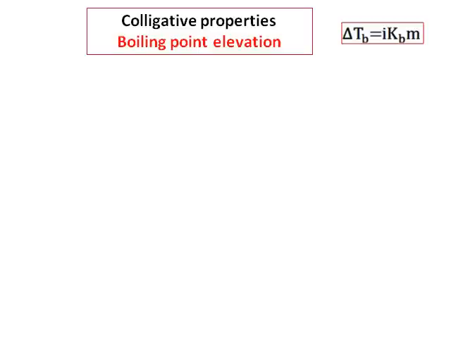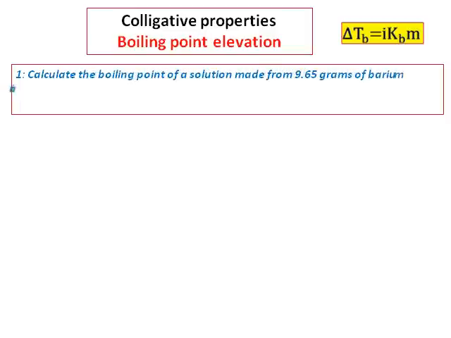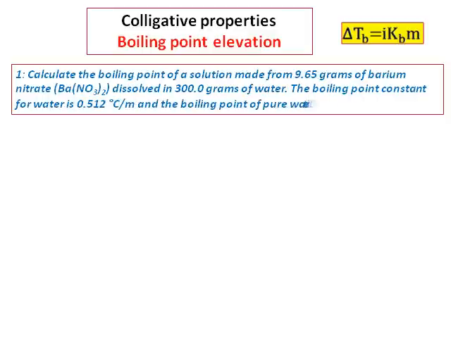We will do one question on the boiling point elevation, and as you know, boiling point elevation is delta Tb = i Kb m. So calculate the boiling point of a solution made from 9.65 grams of barium nitrate dissolved in 300 grams of water. The boiling point constant for water is given, and the boiling point of pure water is also given.